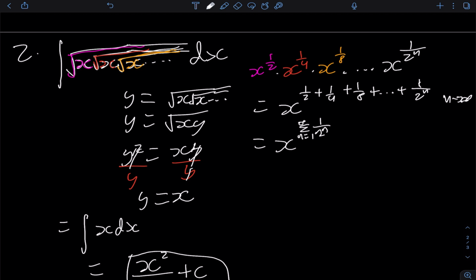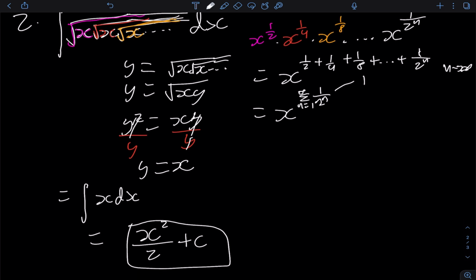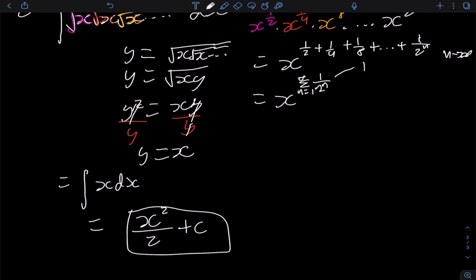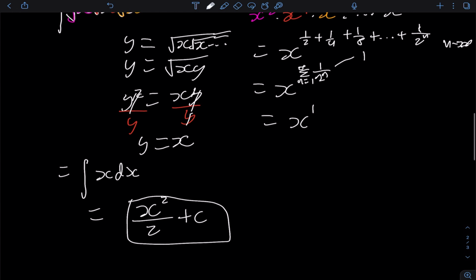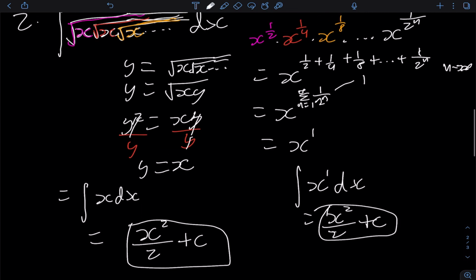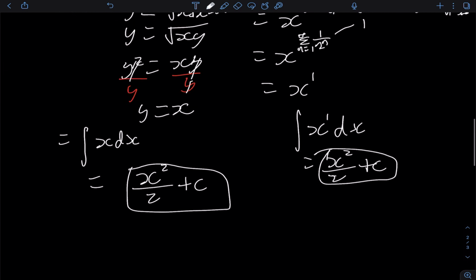And this is a very famous summation problem. This right here evaluates to just 1 because you can use the infinite geometric series formula, and you can also prove this visually and geometrically. But what you eventually see, this is just equal to x to the 1. So what we're doing is we're just integrating x to the first power dx. That's just going to be x squared over 2 plus c. So that is a cool way that you could look at it using an infinite geometric series, which is really what these infinite nested square roots are.